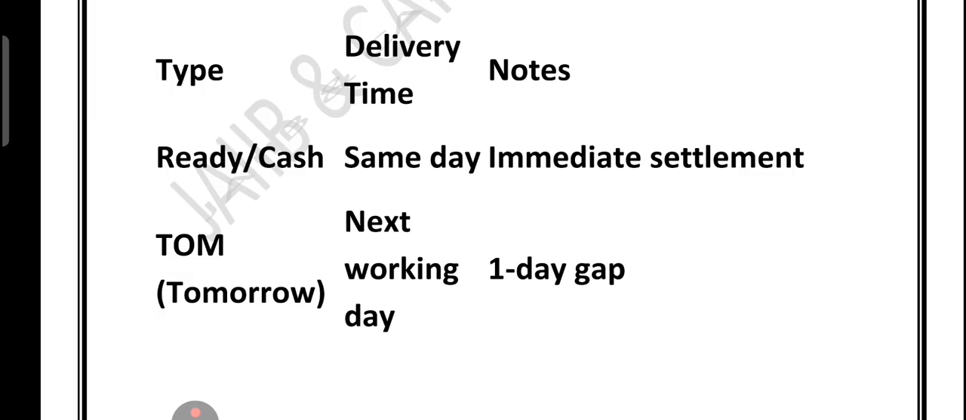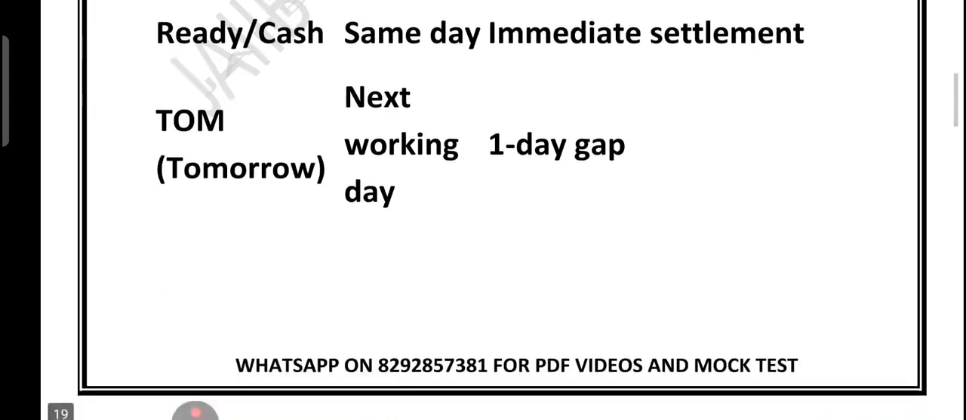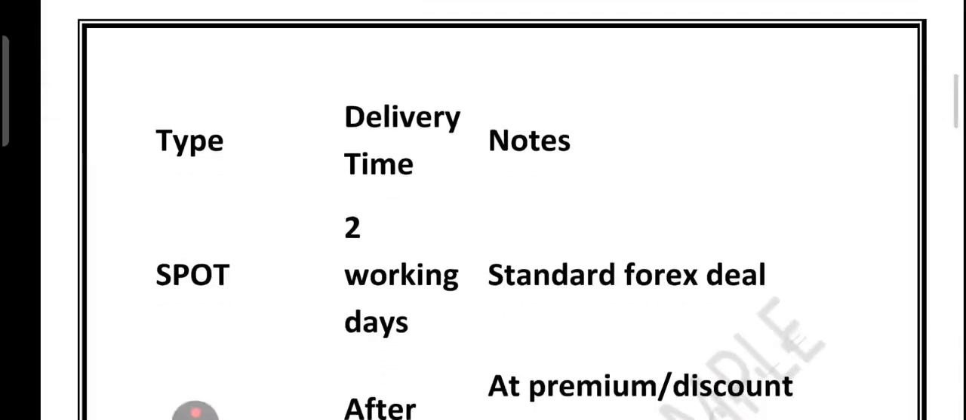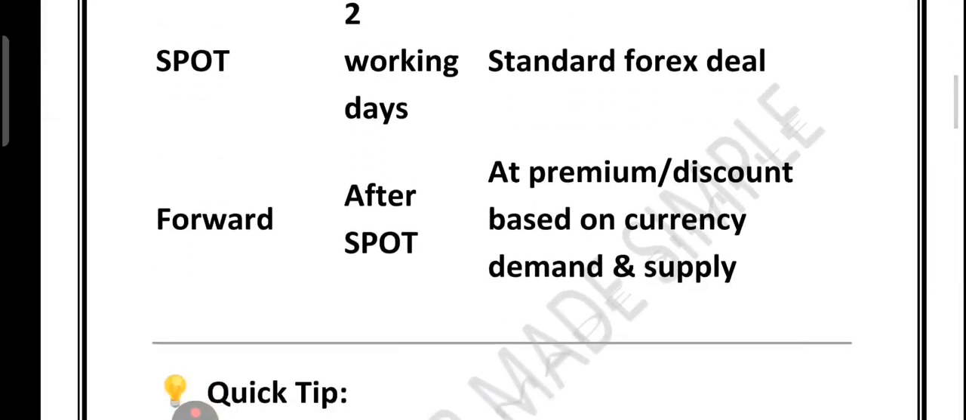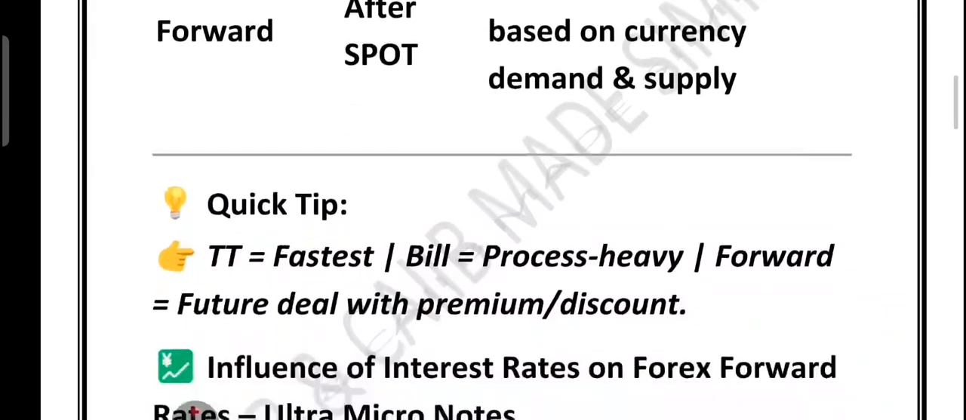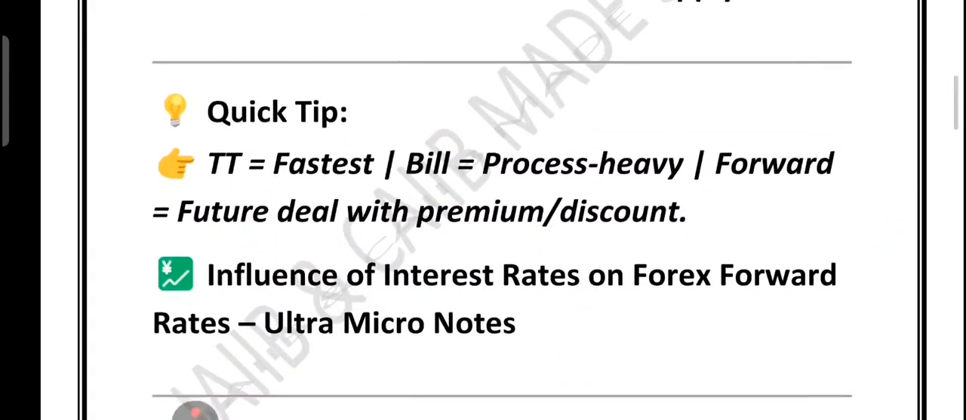TOM is tomorrow. Tomorrow means the next working day, and the gap is 1 day. Then we have the spot. Spot means 2 working days, and this is kind of a standard forex deal. Forward happens after the spot at a premium or discount based on the currency demand and supply. So remember, telegraphic transfer is the fastest. Bill is process heavy. Forward means a future deal with premium and discount.